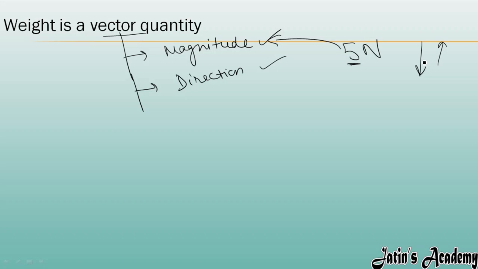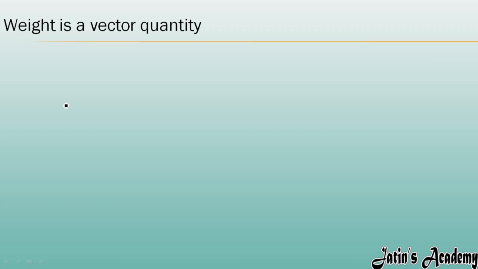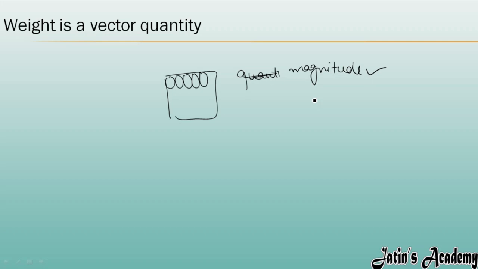So weight is a vector quantity, but mass is a scalar quantity. In mass, we need not any direction. Why? For example, in this substance, these matter particles are there. Are these matter particles arranged in which direction important for you? No. So in this, only quantity or only magnitude is important. In mass, only magnitude is important, but no direction is important. So mass is a scalar quantity, and weight is a vector quantity. Fine.